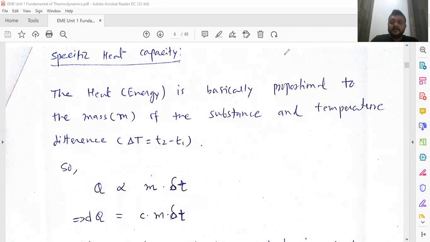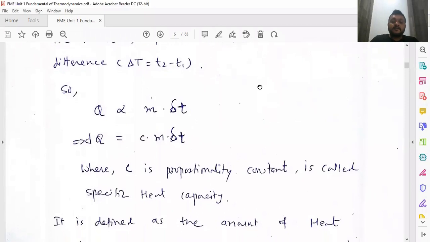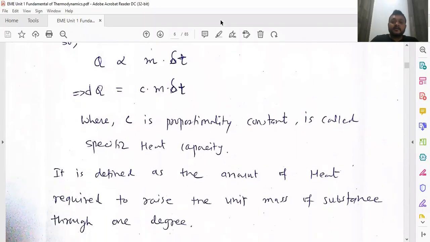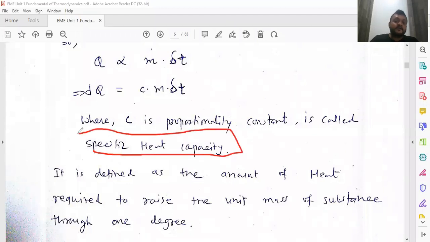So this is about the concept of the heat energy, where C is the proportionality constant. Here we have added the C, and that C is nothing but the proportionality constant, and that proportionality constant is called the specific heat capacity. This is again one of the most important parameters that is widely used in the upcoming section.